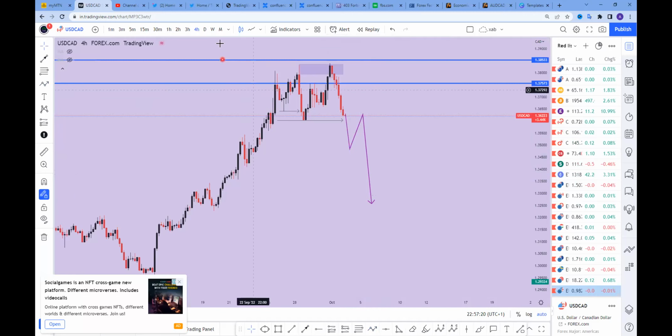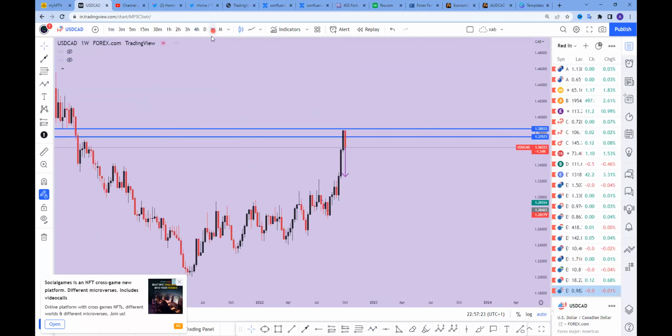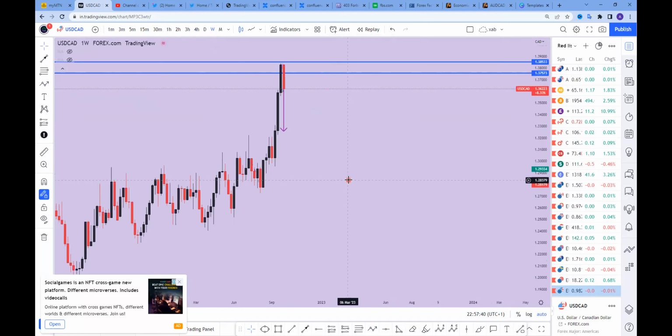Why are we doing this? Because already on the weekly time frame, we can see that most likely this week is going to close as a tweezer top. It's very likely it closes either as a tweezer top or as an engulfing bar, either of the two. Is that correct? Yes.